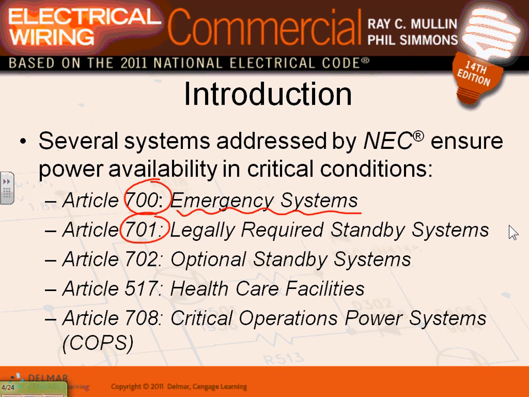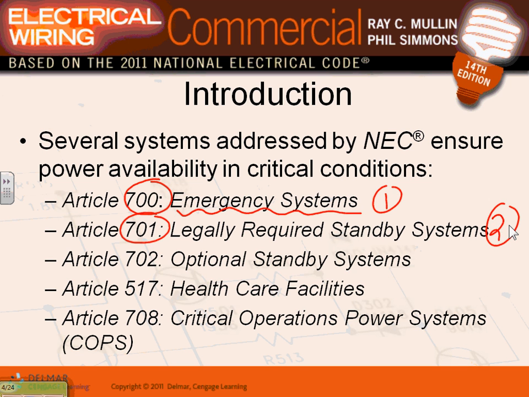In terms of importance, the most important one is what? The emergency system. People's lives depend on it. The second one is the legally required standby system. People's lives depend on it to a lesser degree than the emergency system. So this is the most important system, number 1. Second most important system, number 2.